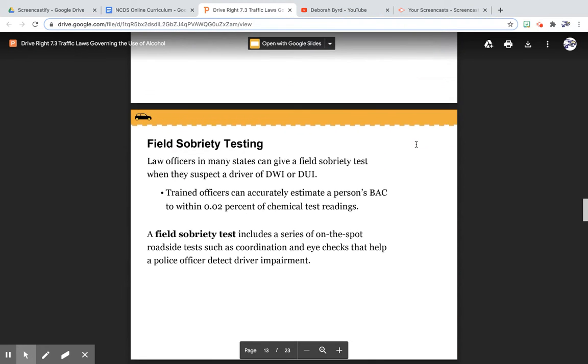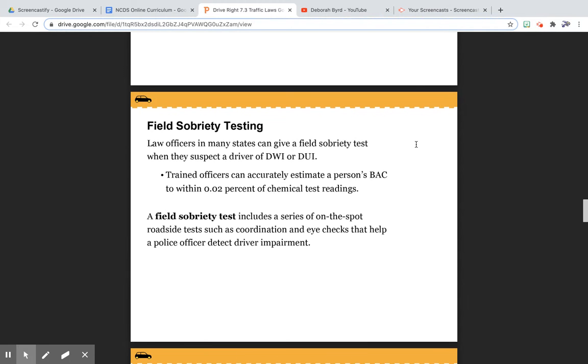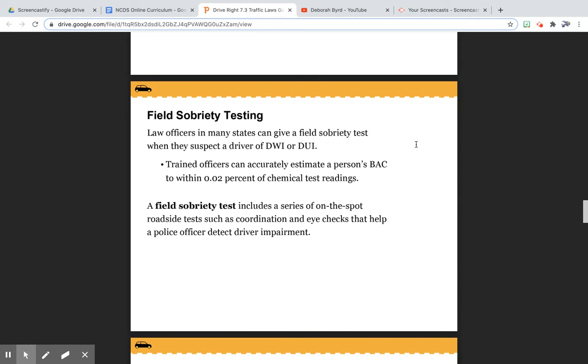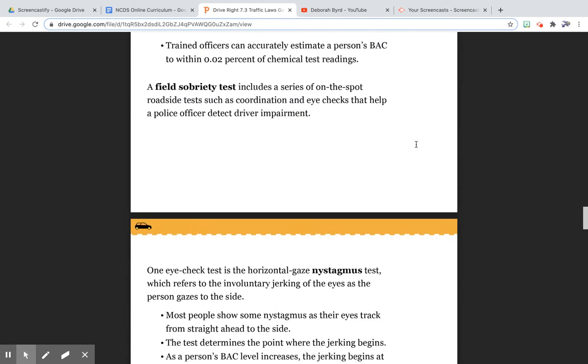Field sobriety testing. Law officers in many states can give a field sobriety test when they suspect a driver of a DWI or DUI. Trained officers can accurately estimate a person's BAC to within 0.02% of chemical test readings. A field sobriety test includes a series of on-the-spot roadside tests, such as coordination and eye checks that help a police officer determine driver impairment.